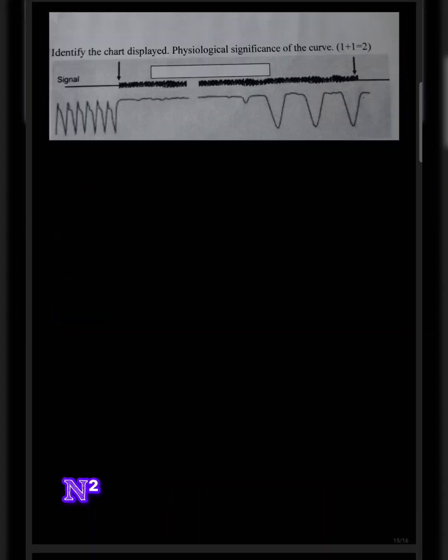So next experiment, identify the chart and display the physiological significance of the curve. Now the difference between this curve and the previous curve is this: there is a single plateau phase. In the ligature, I showed you there were two plateau phases. Now here is the simple thing to remember in this whole video session. There will be some students who will have some confusion between the Stannius ligature chart and a chart which is signifying this.